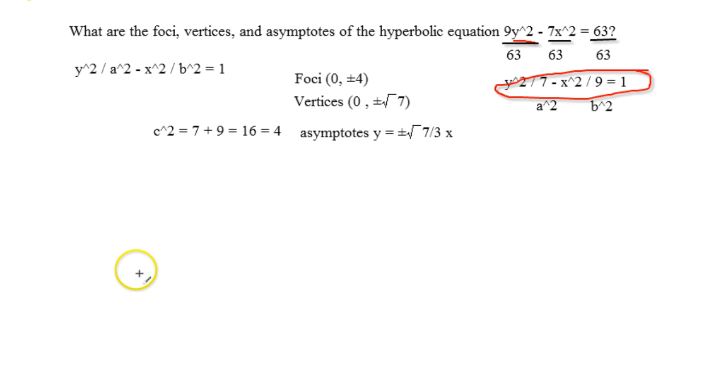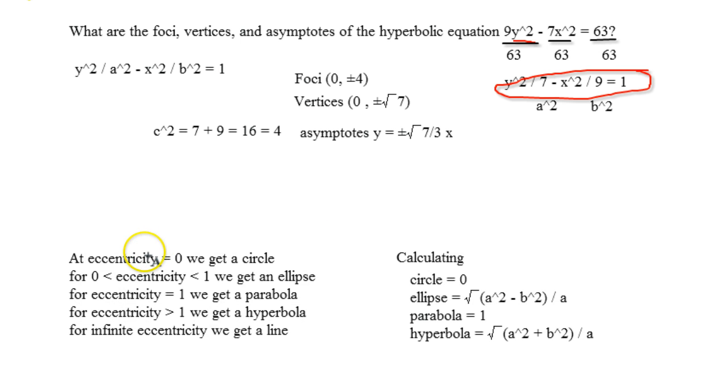Now, since we're at the end of all of the conics, I want to talk to you about eccentricities. Eccentricities are calculations you can use to find out what kind of conic you're dealing with. At eccentricity equals 0, we get a circle. When the eccentricity is between 0 and 1, we get an ellipse. When the eccentricity is equal to 1, we get a parabola. When the eccentricity is greater than 1, we get a hyperbola. And for an infinite eccentricity, we get a line.